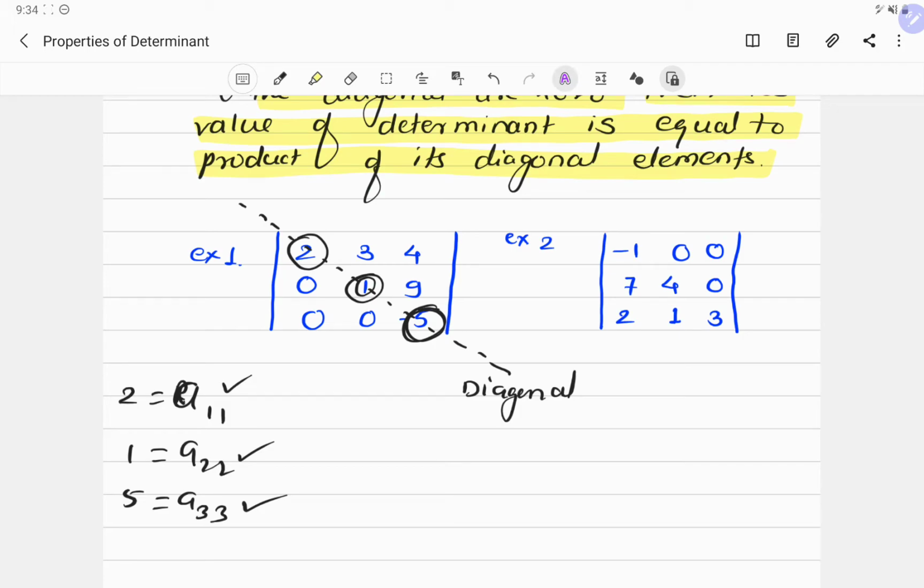Please observe that there is only one diagonal present in the determinant. We cannot say this other one is the diagonal, because the elements are like 1, 3, 2, 2, and 3, 1. There is a complete mismatch along this.